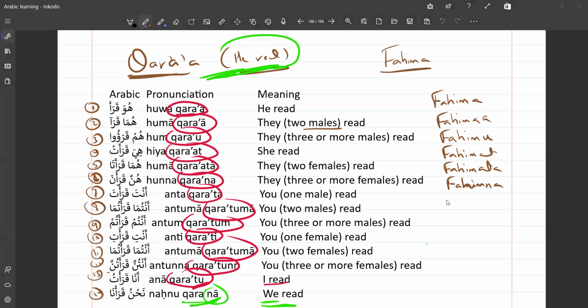Then fahimta is for the second person, meaning you understood, for one male. Then comes the word fahimtumā, meaning you two males understood. And then comes the word fahimtum, which means you understood, but for more than two males.